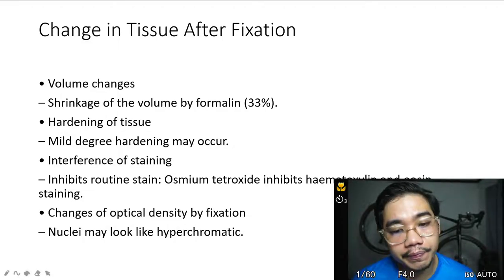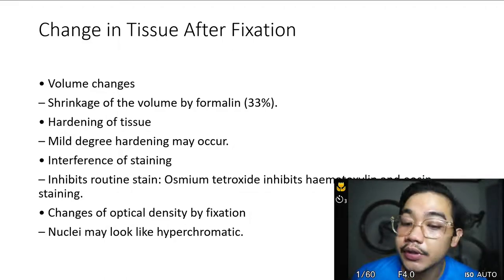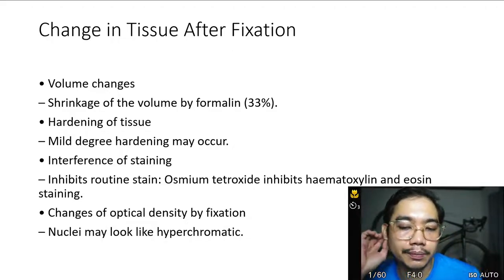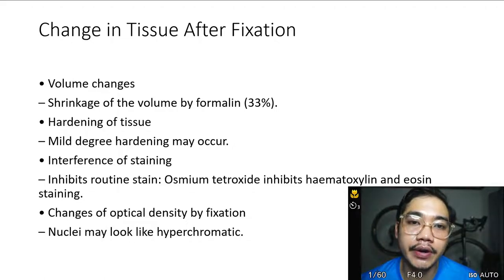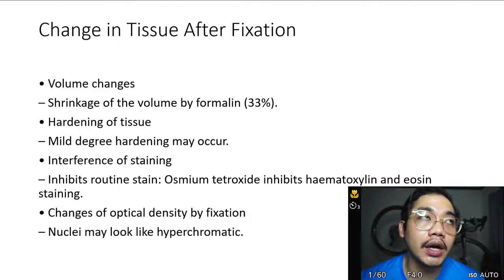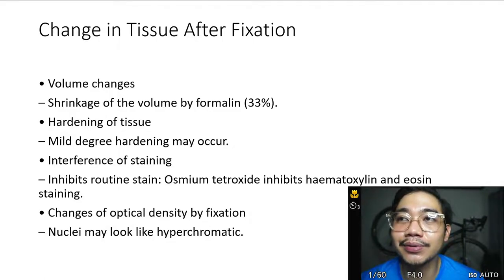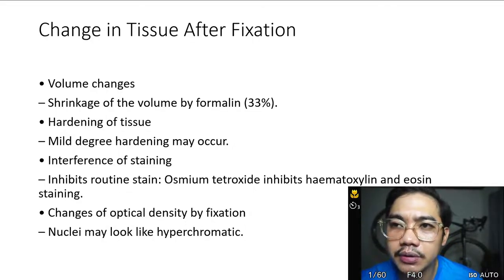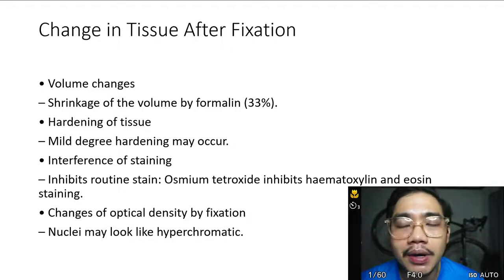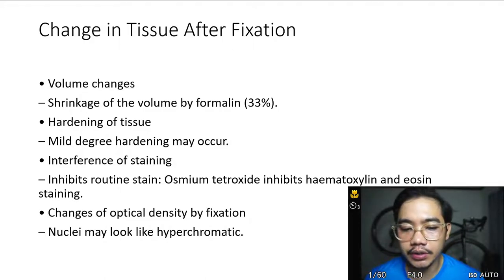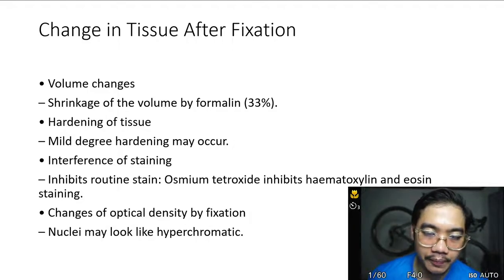Then some fixatives can inhibit routine stain, like your osmium tetroxide. It inhibits your hematoxylin and eosin, but this osmium tetroxide is a very rare and expensive fixative. It only is used for electron microscopy, and as far as I know, there is only one. We don't really use electron microscopy as much, especially here in Mindanao, in the Philippines probably, maybe only in Manila, and it's mostly used for targeted renal, kidney pathologies, no? So changes in optical density by fixation, and nuclei may look hyperchromatic. So next slide.